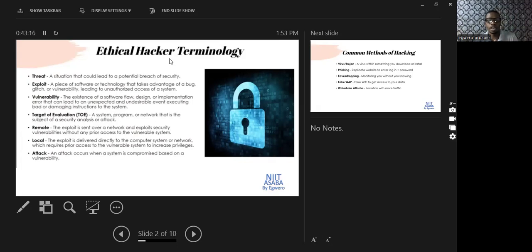Now, let's quickly talk about some ethical hacker terminology. There are terms that we need to understand in this field. So you cannot claim that you are an ethical hacker and you don't know what is called a threat. Just imagine you go for an interview and they ask you as a cybersecurity person, what is a threat? Or maybe you are giving them analysis of what the black hat hacker can do, and you are using the word threat. They now ask you, sir, please, can you explain to us better? What do you mean by threat?